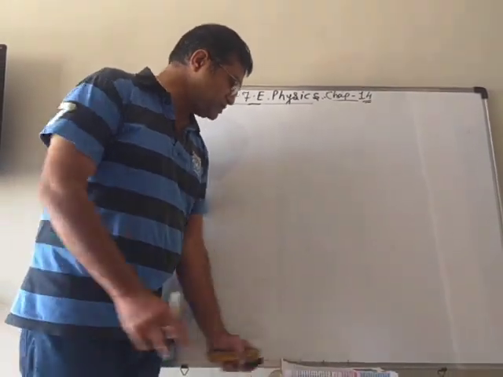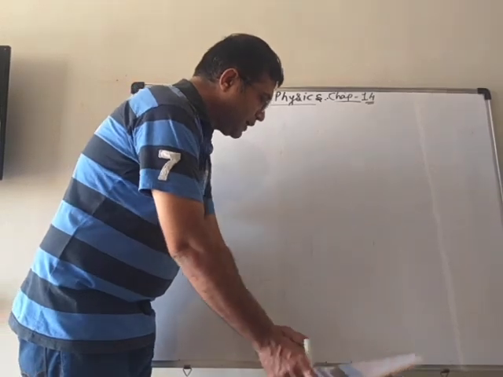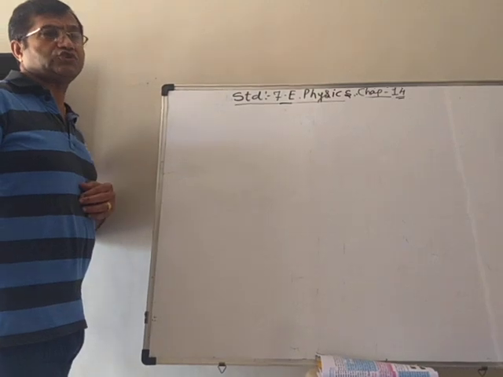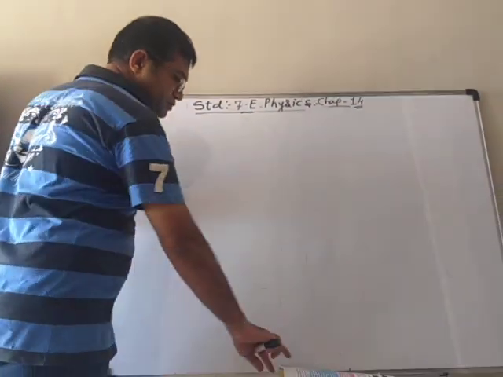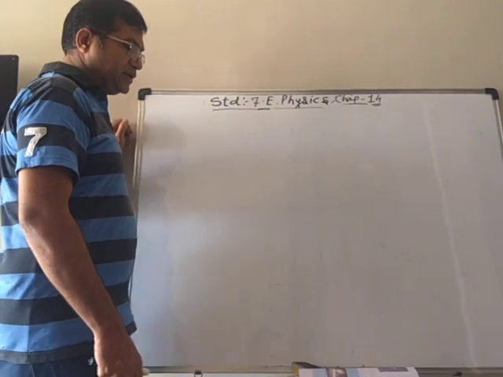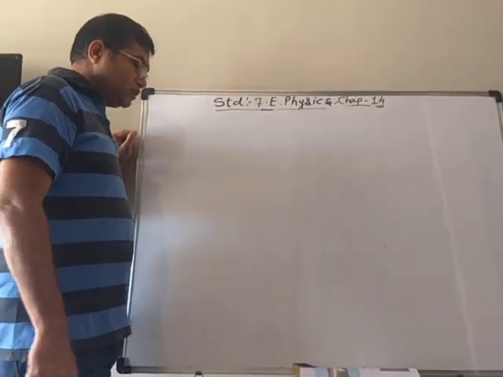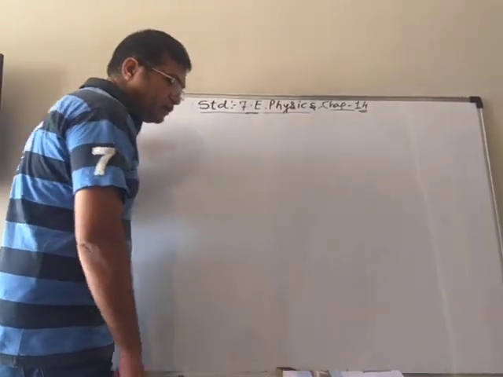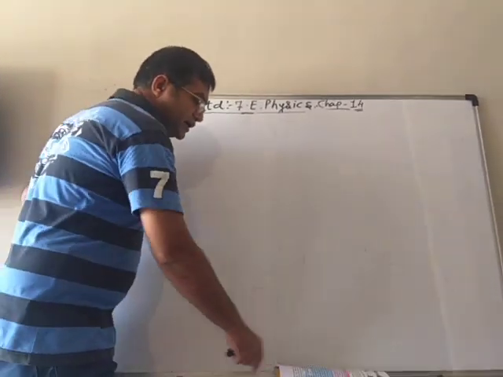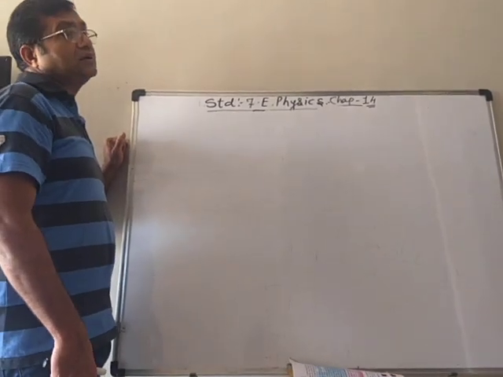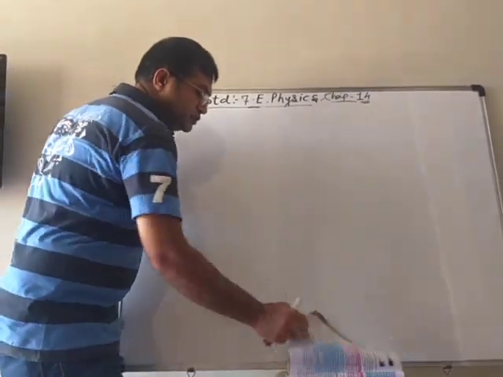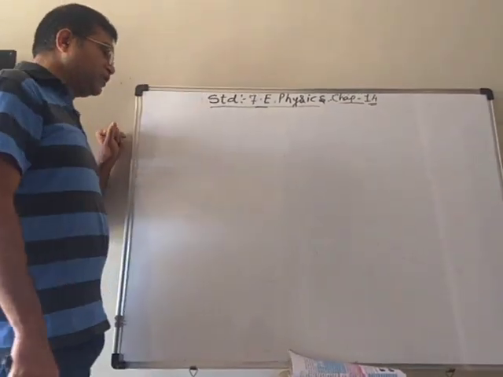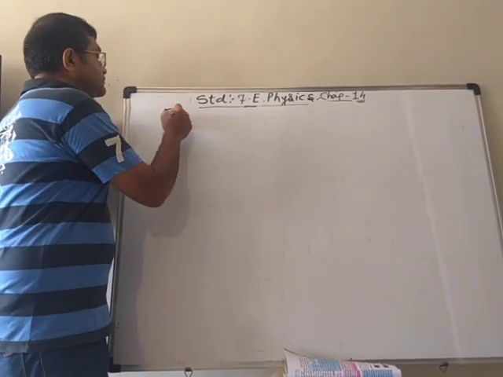Now, in the last section, we learned about some circuits, then the heating effect of electric current, in which we learned about the electric iron and then the bulb. Then we learned about the electric heater and the uses of LED, etc. Now today we are going to learn about the fuse.